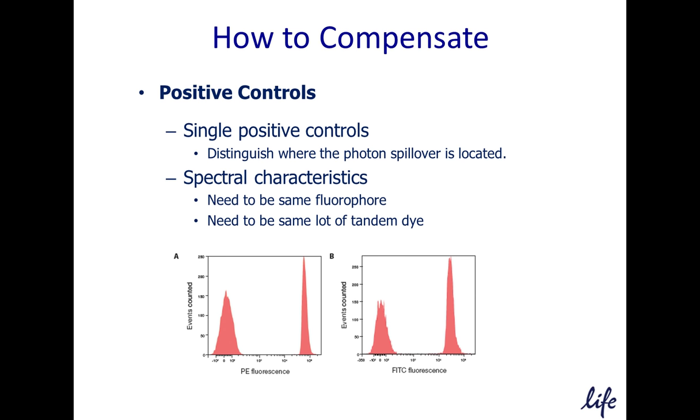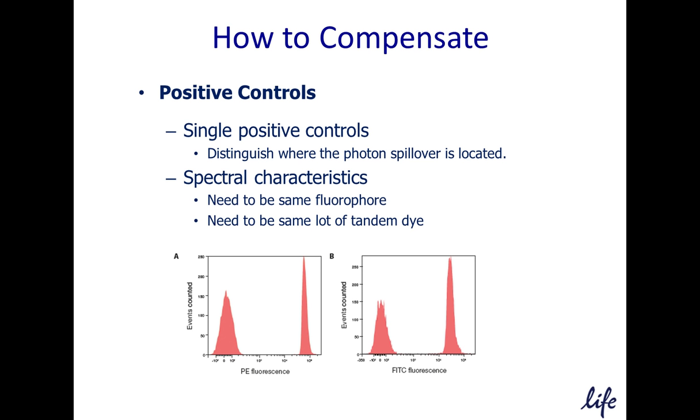To set compensation properly, the use of single-color positive controls is required. For each fluorophore used in the experiment, a sample with just one fluorophore is prepared, and the fluorescence is collected in all detection channels used in the experiment. That way, the fluorescent spillover into the detector channels can be determined. It does need to be the same fluorophore.